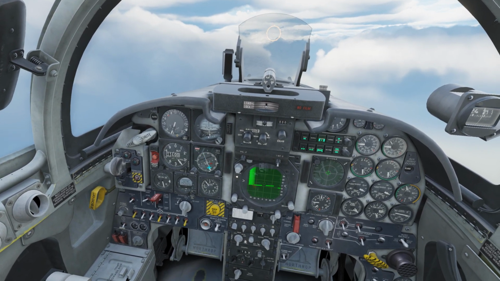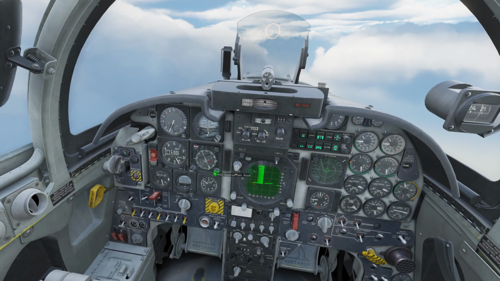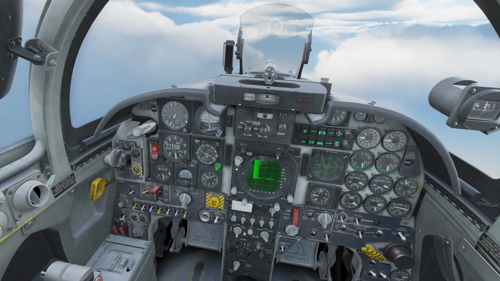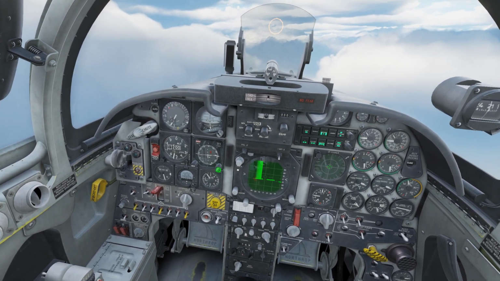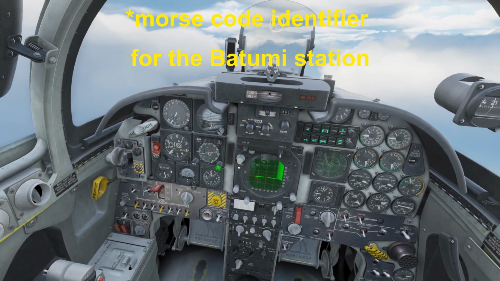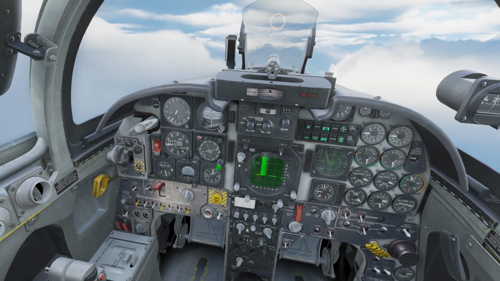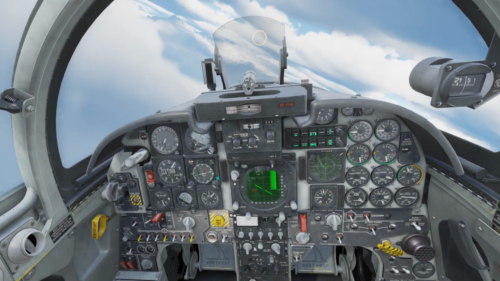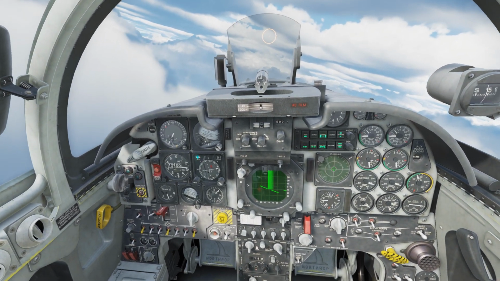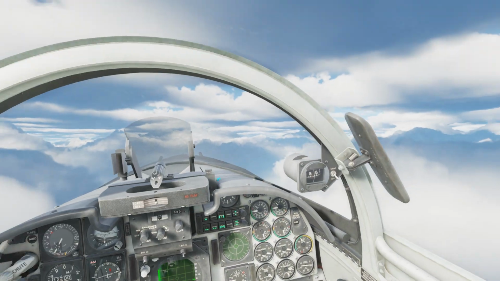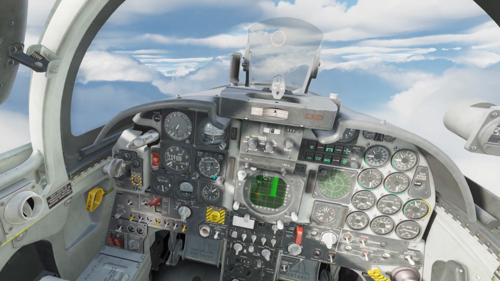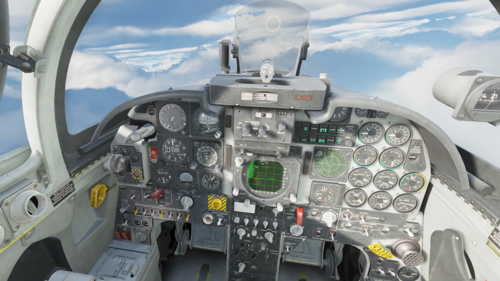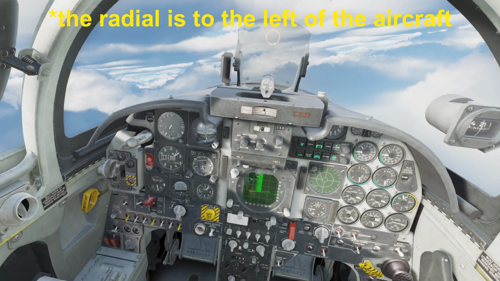Let's see. The thing we're going to do, we're going to set this to 282. That Morse code is the Morse code identifier for Tacan. 282. There we go. So that's going to tell us the radial from Batumi Airport. And this should tell us the distance. As soon as it starts working, there we go. It says we are 8 miles from Batumi. And we are off the left of the projected radial.